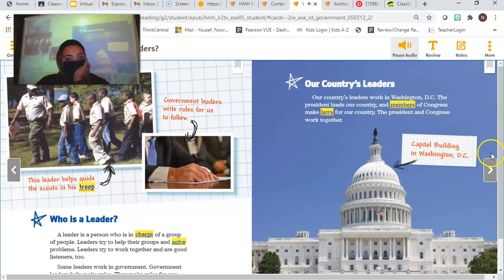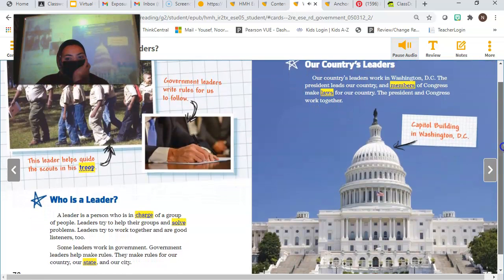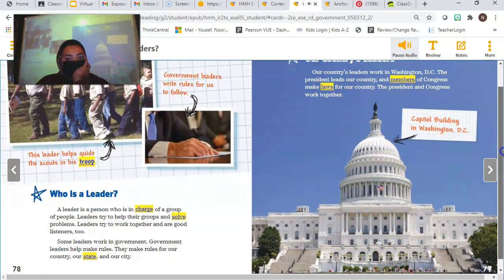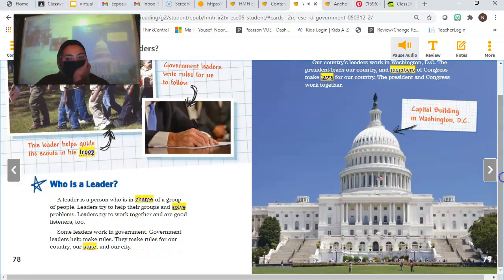This leader helps guide the scouts in his troop. Government leaders write rules for us to follow, our country's leaders. Our country's leaders work in Washington, D.C. The president leads our country, and members of Congress make laws for our country. The president and Congress work together. Capitol Building in Washington, D.C.